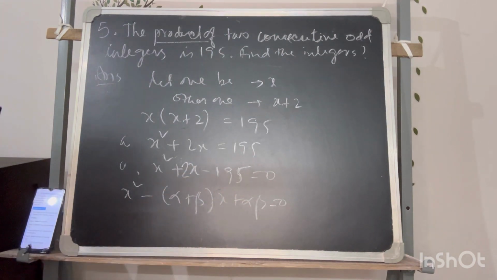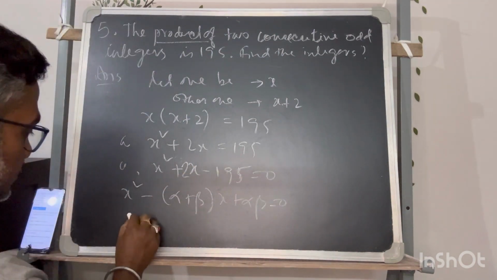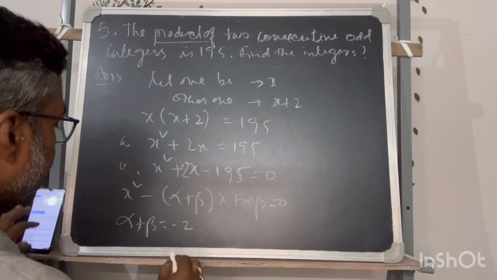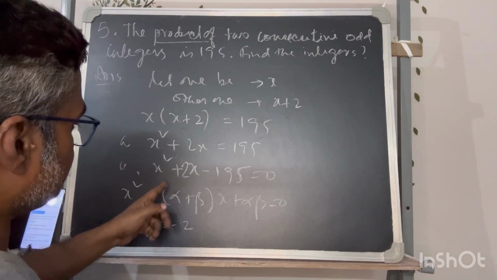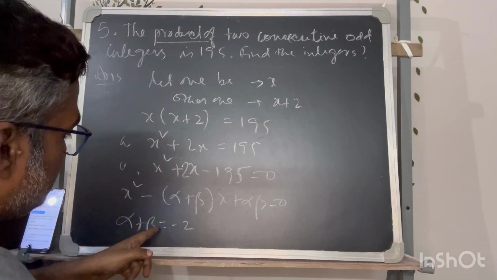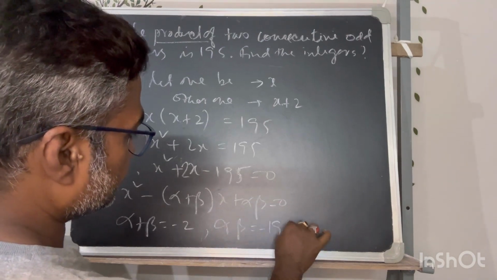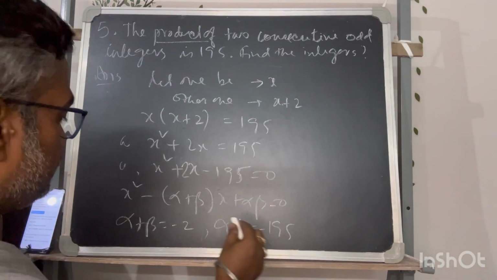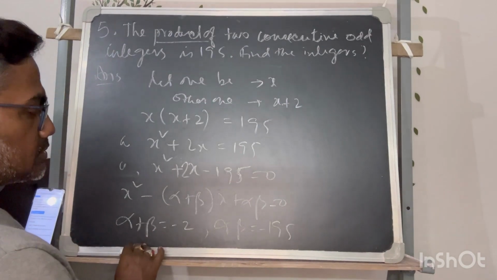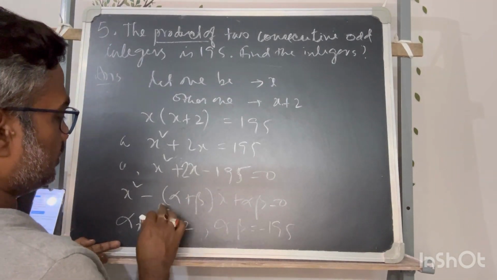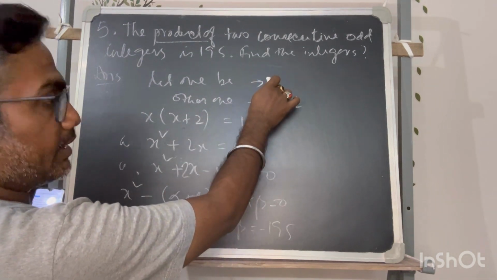So now if you compare from there, you can say that alpha plus beta is equal to -2. Because alpha plus beta is minus, alpha beta is a plus, so this will be -2, and alpha beta is equal to -195. So these are true. Now how do you solve for alpha beta? Your task is to find alpha beta, that will be the roots. So once you get alpha beta, that means that is the value of x.